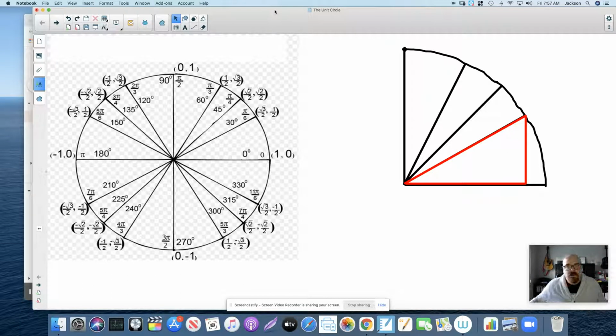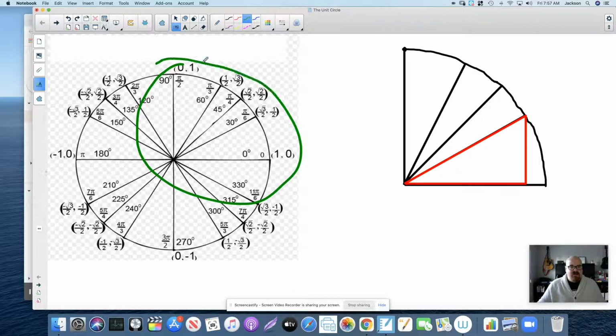Hello, let's talk about something extremely important in pre-calc, and that is the unit circle. What you see here on the left side is a complete unit circle. But in terms of learning about it and understanding it, we're going to focus specifically on just the first quadrant.